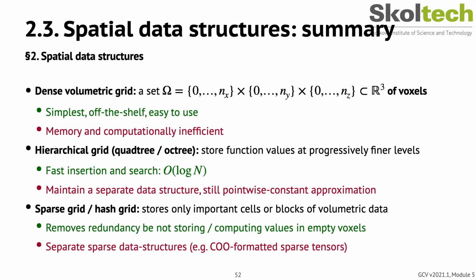And the sparse grid, or hash grid, only stores important cells or blocks of volumetric data, which removes redundancy for storing or computing values in empty voxels, but you also have to maintain a separate data structure and implement all the necessary matrix or tensor multiplication operations, including on the GPU, for example, using COO formatted sparse tensors. However, nowadays, a number of libraries such as the CUDA sparse library provide implementations for sparse tensors, so this is not a very big issue anymore.